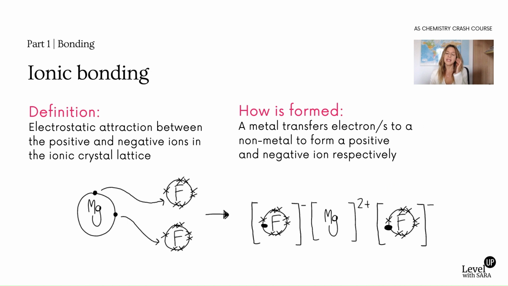So how is it formed? Well, a metal transfers electrons to the non-metal to form a positive and a negative ion, respectively. So remember that the electrons are transferred from the metal to the non-metal. Look at magnesium; it needs to give away 2 electrons to have a full outer shell, so it will give these electrons to fluorine. The dot and cross diagram, when you need to write it, is just the outer electrons. Remember the brackets, the negative charge, and you must show that the electrons have been transferred.